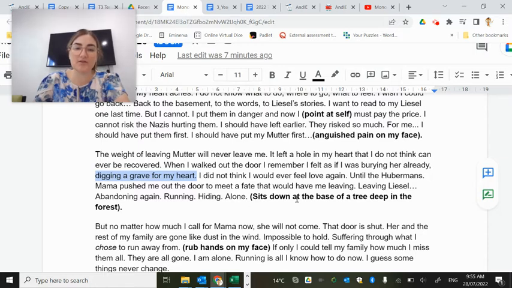And then the overarching sort of idea about this monologue is abandonment and loss and hurt and regret of, you know, how he left his mum, and then he goes and leaves Liesl, who's another important person to him. So those ideas are connected in here. So Mama pushed me out the door to meet a fate that would have me leaving Liesl, abandoning again, running, hiding, alone. So you can have single word sentences as well for emphasis and impact.